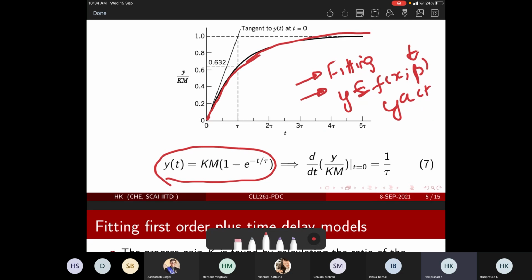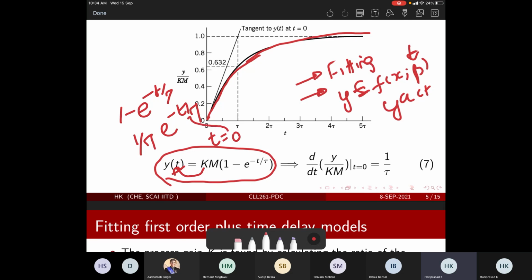And what is the derivative d by dt of y by K_m? y by K_m is 1 minus e raised to minus t by tau. Taking the derivative with respect to t, it would be 1 by tau times e raised to minus t by tau. At t equal to 0, you substitute t, this exponential term essentially becomes 1, and 1 by tau is what you would get.